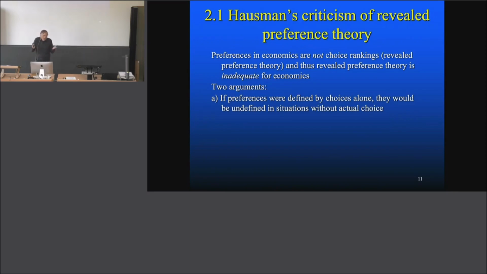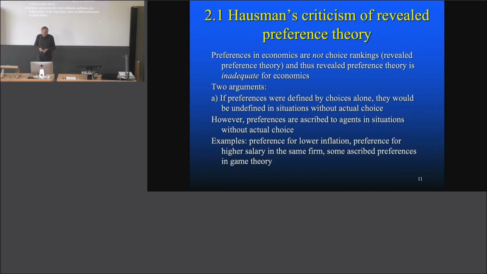Then they would be undefined in situations without actual choice. That's clear. I mean, if preference is just another expression for choices, then of course they wouldn't be defined if someone hasn't chosen at all. Now, that is indeed in economics the case, that preferences are ascribed to agents in situations without actual choice, not only in predictions, but also in general. You set up a model, and here are the examples. For instance, if you ascribe to agents a preference for lower inflation, they never had the choice to choose lower inflation, right? They can't choose lower inflation.